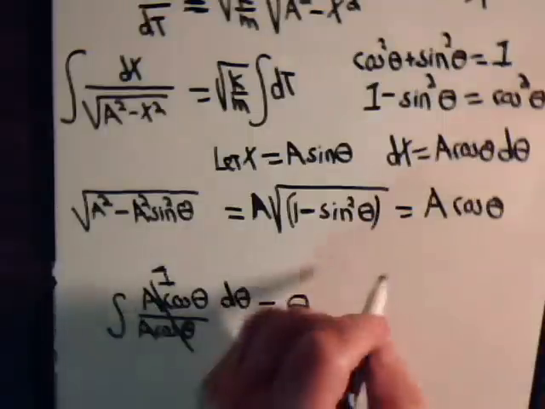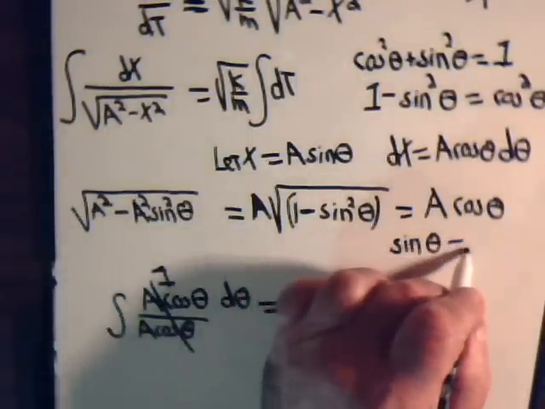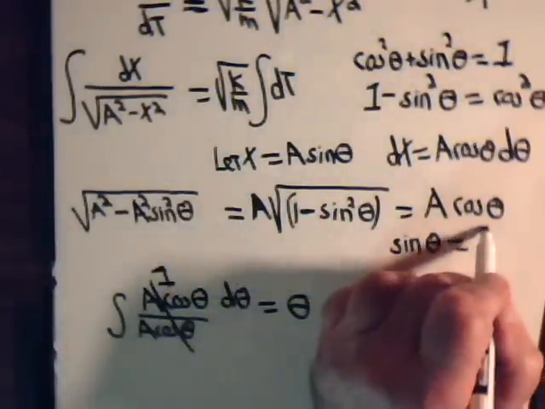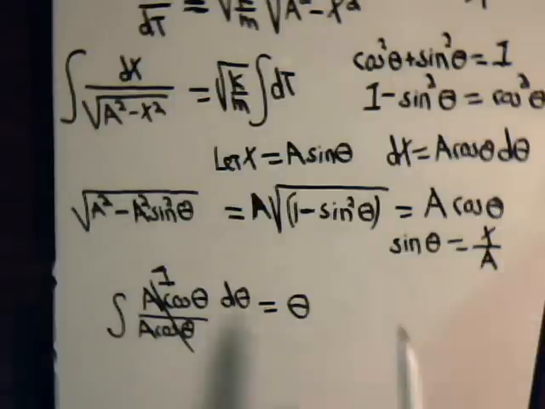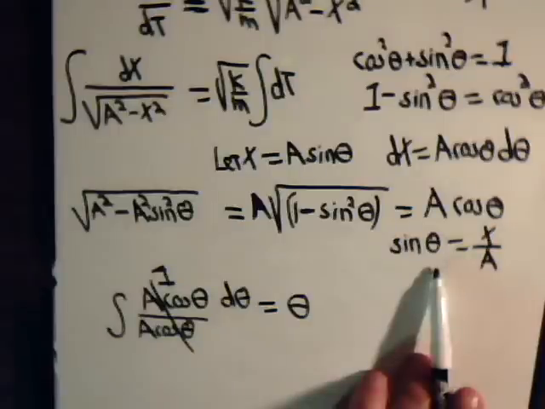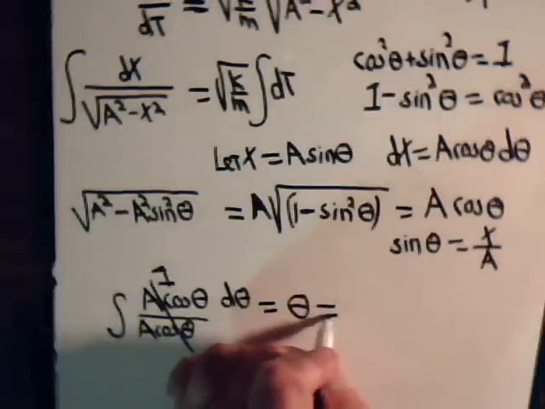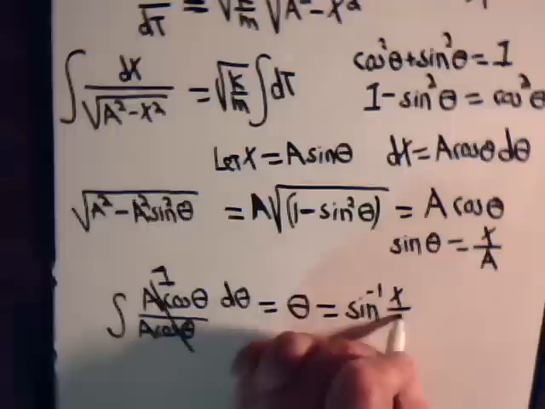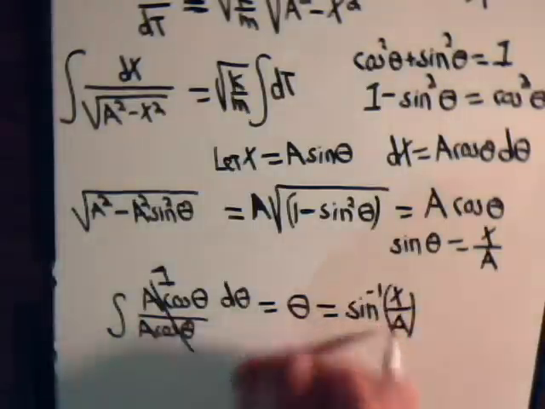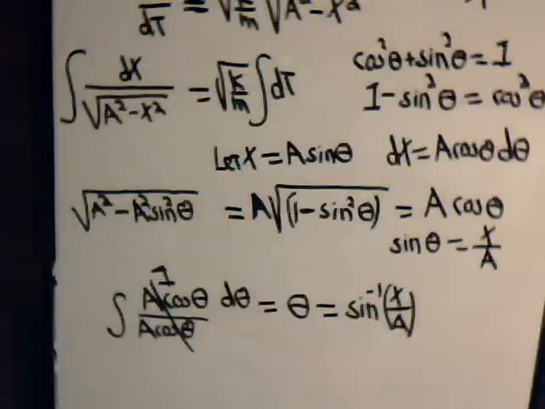We see that the sine of theta equals x divided by a. Now, if I take the inverse sine of each side of this equation, the inverse sine of the sine is just theta. So theta equals the inverse sine of x over a. So this integral equals this.